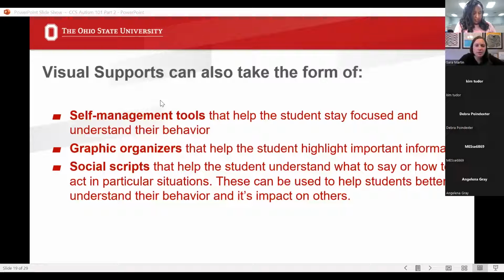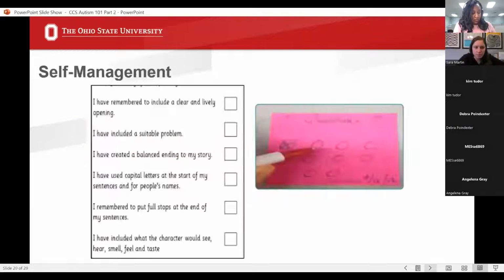And finally, social scripts help the student understand what to say or how to act in particular situations. These can be used to help students better understand their behavior and its impacts on others. A teacher can write the social scripts and you can use them with the student, and you can have them on note cards or in a little notebook that they can use. A lot of times it just includes things like appropriate responses or initiations, but these really vary depending on what the student needs. So let's go ahead and look at some examples of each of these.